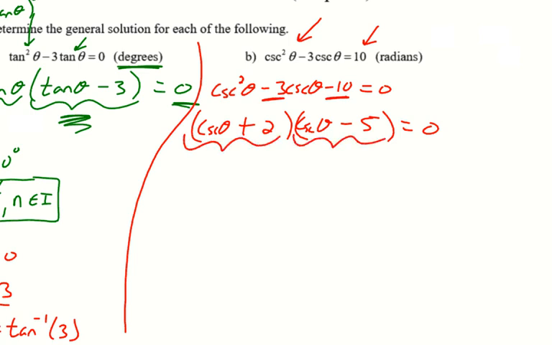I've got the first one. This needs to be equal to 0, and then on the left, that needs to be equal to 0. So we'll do the one on the left first. So cosecant theta is equal to -2.